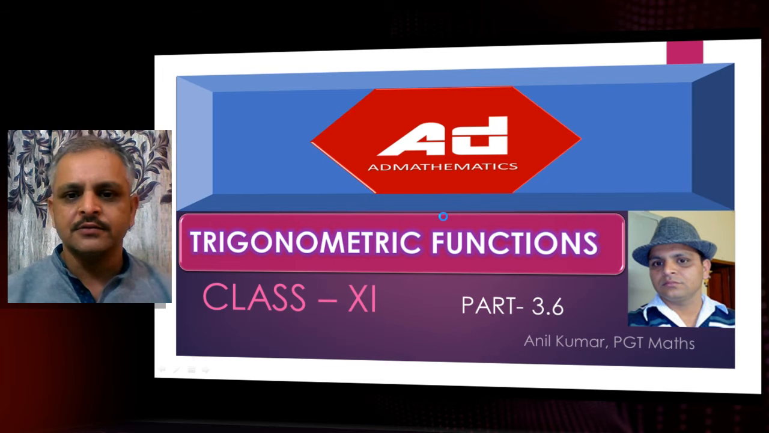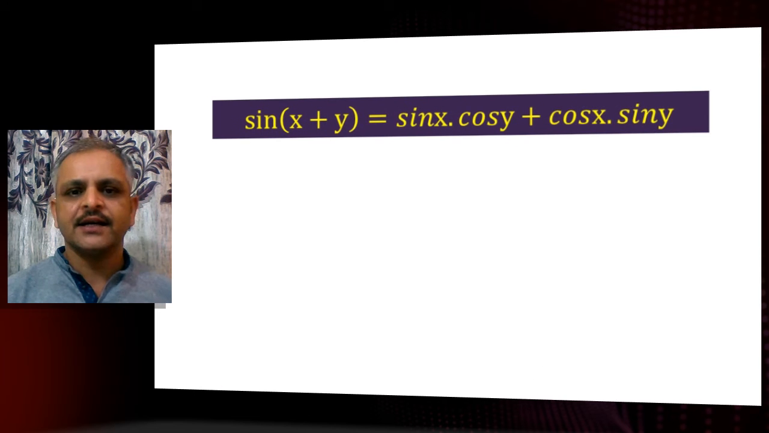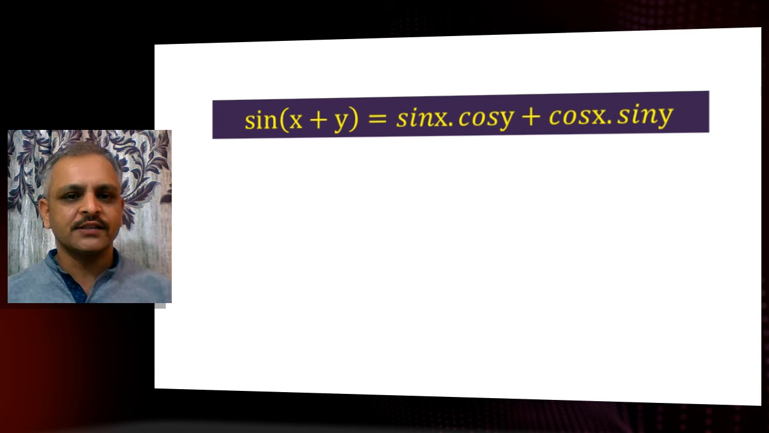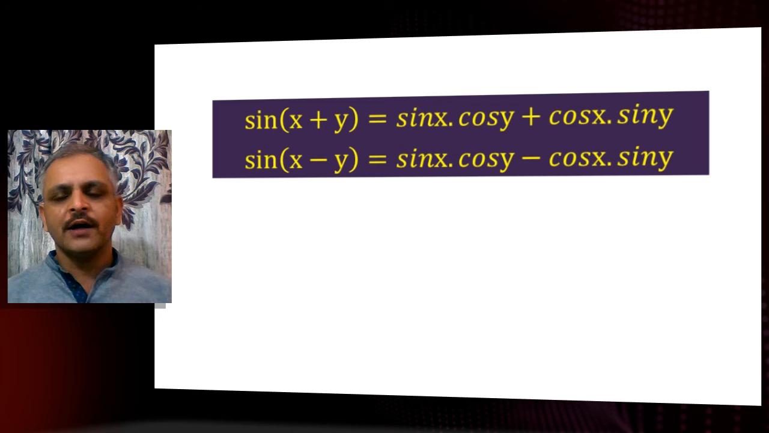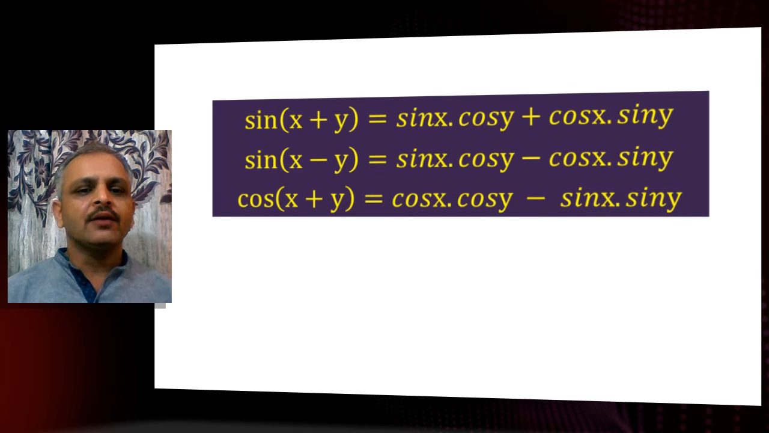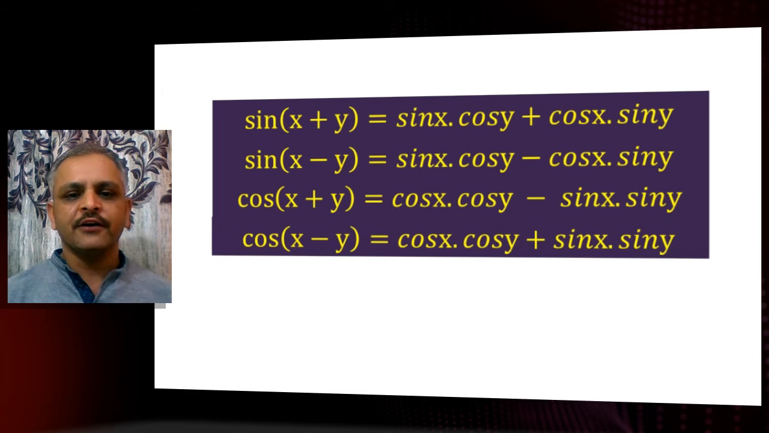So let's start. Before we proceed, let's revise a few identities: sin(x+y) is equal to sin x cos y plus cos x sin y, and sin(x−y) is sin x cos y minus cos x sin y. Then cos(x+y) is cos x cos y minus sin x sin y, and cos(x−y) is cos x cos y plus sin x sin y. So let's start today's class.